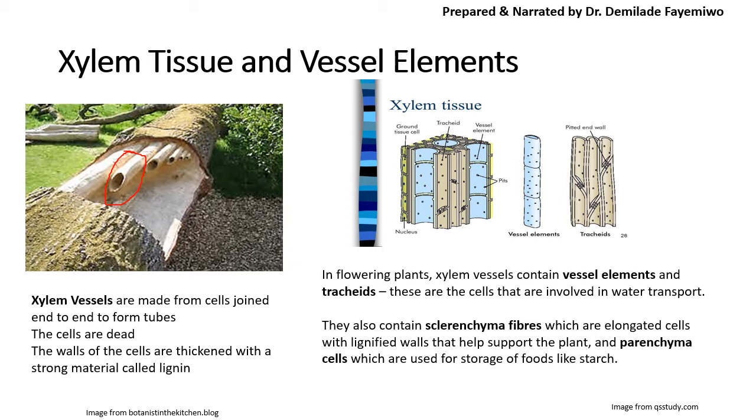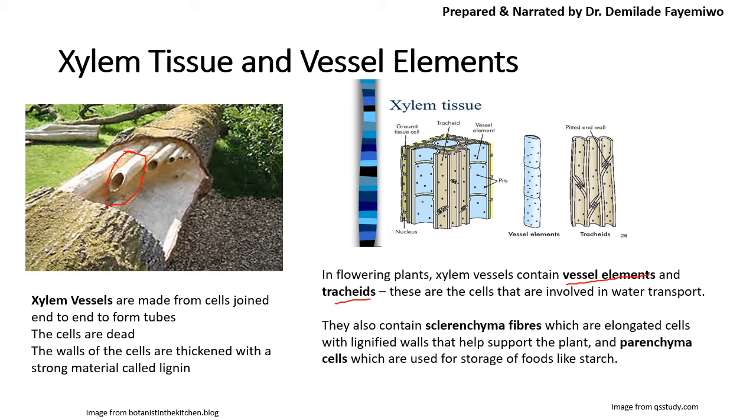Xylems also have a material we call lignin. Lignin is a very tough material, and it helps to strengthen and thicken the xylem vessels so that they don't collapse when they are transporting water. Now, when we speak of flowering plants, we say here that the xylem vessels contain vessel elements, and they also have tracheids. The tracheids are simply involved in water transport.